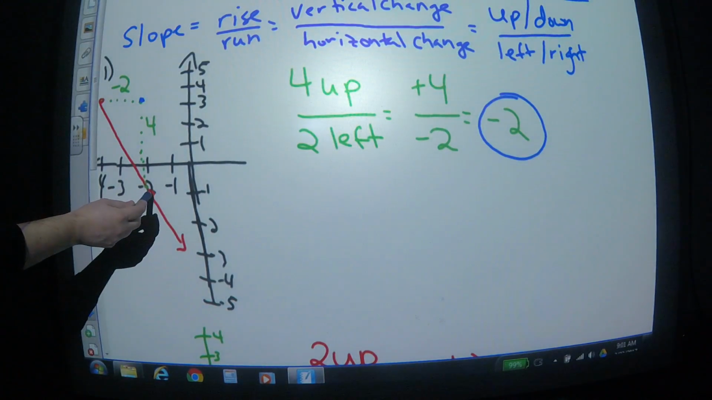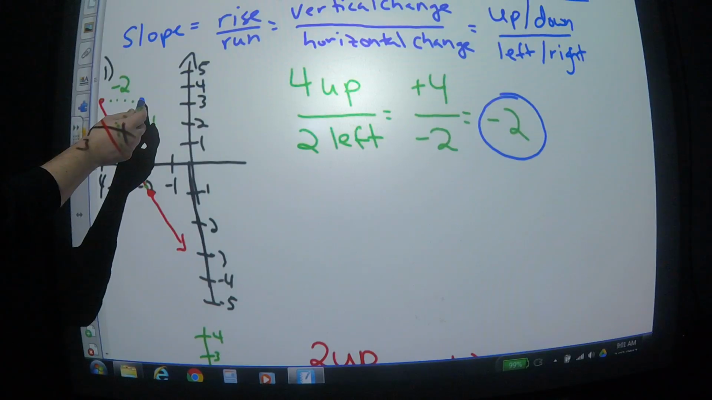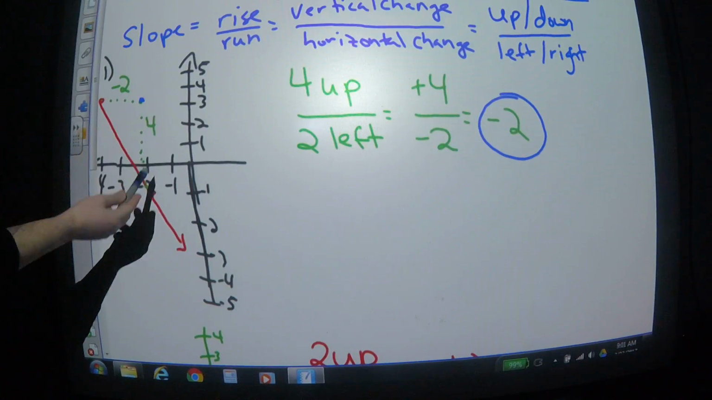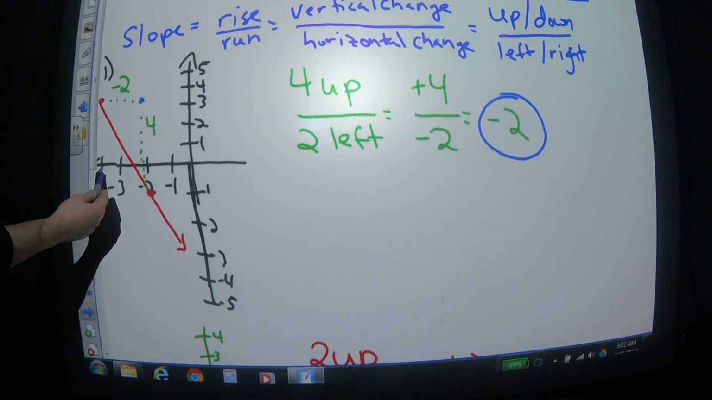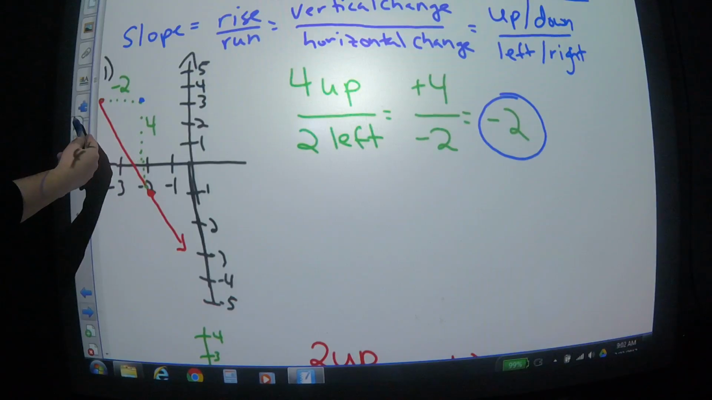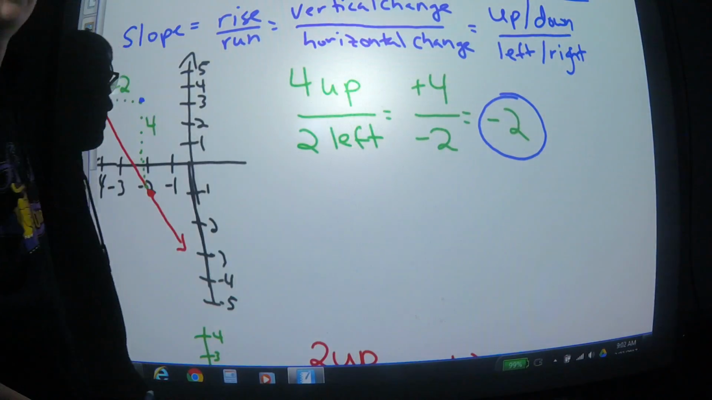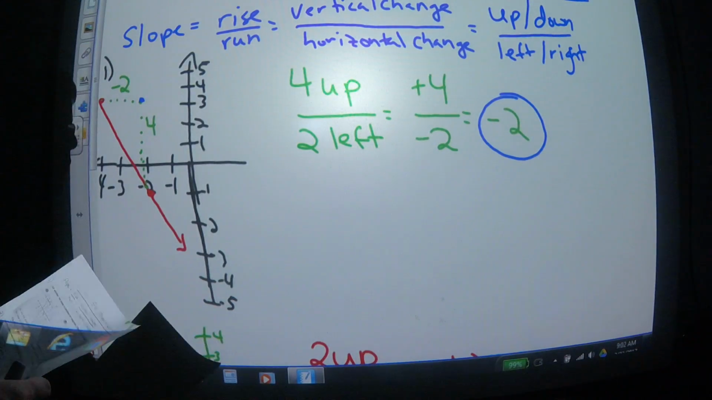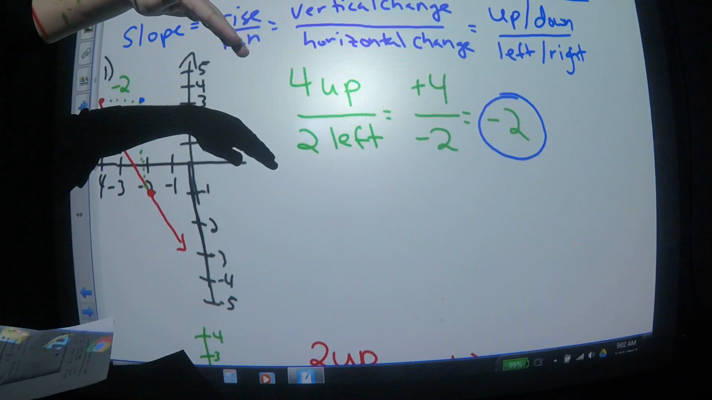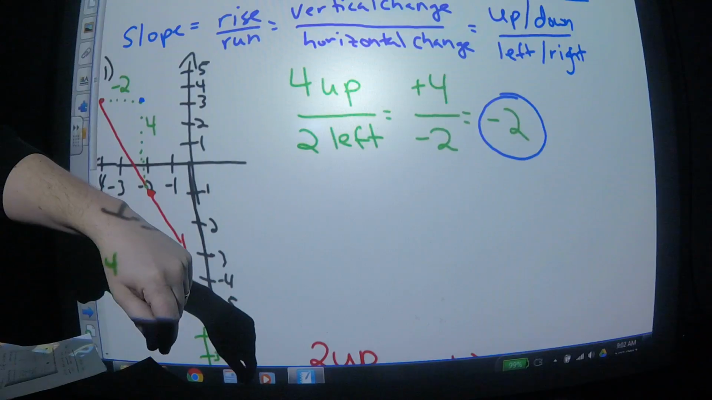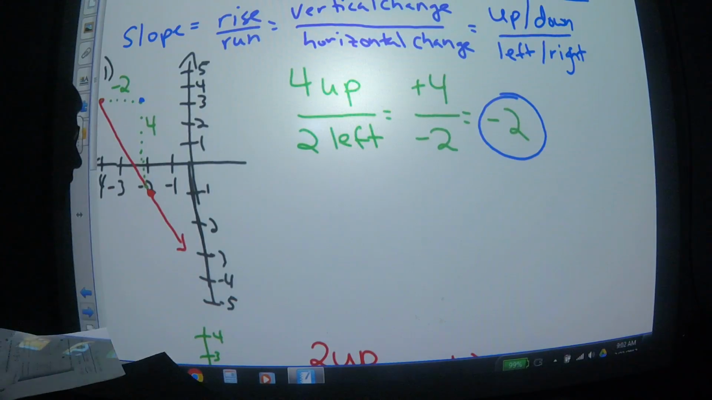So we started at -2 and went up to +3, which is moving 4 places up. Then we went from -2 on the x-axis to -4 on the x-axis. So we went 2 left, which is -2. We went in the negative direction. If you go up, you're going positive. If you go right, you're going positive. But if you go down, you're going negative. And if you go left, you're going negative. Okay?